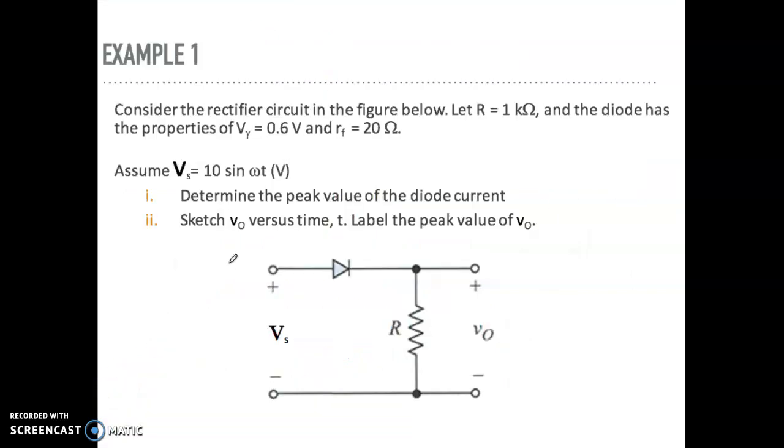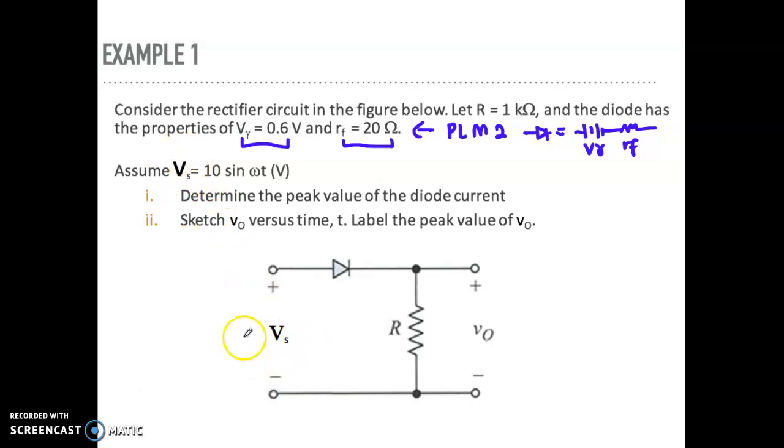Okay, so let's do one example. In this example here it says R equal 1K, V gamma is 0.6, and suddenly we have RF. So when you see this RF here, this just means this is PLM2, where you're going to replace your diode with V gamma in series with RF. Okay, so let's look at the question.